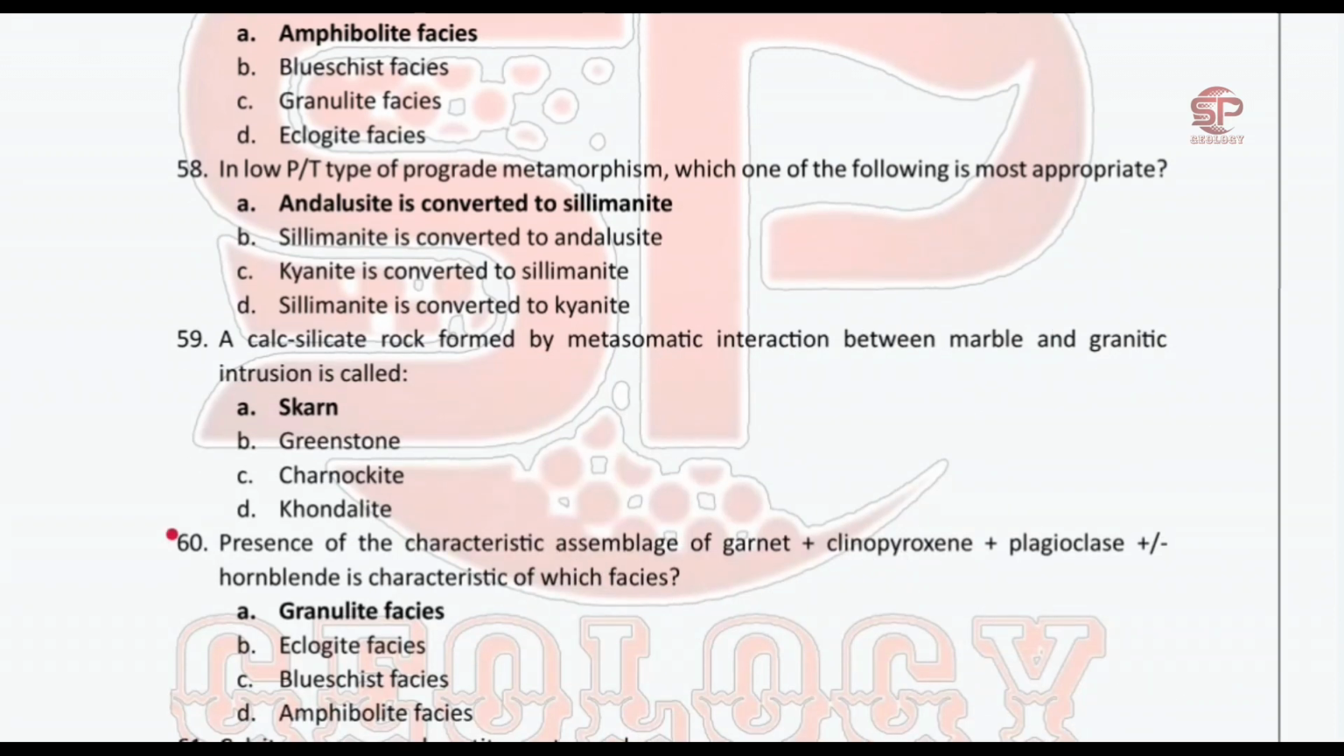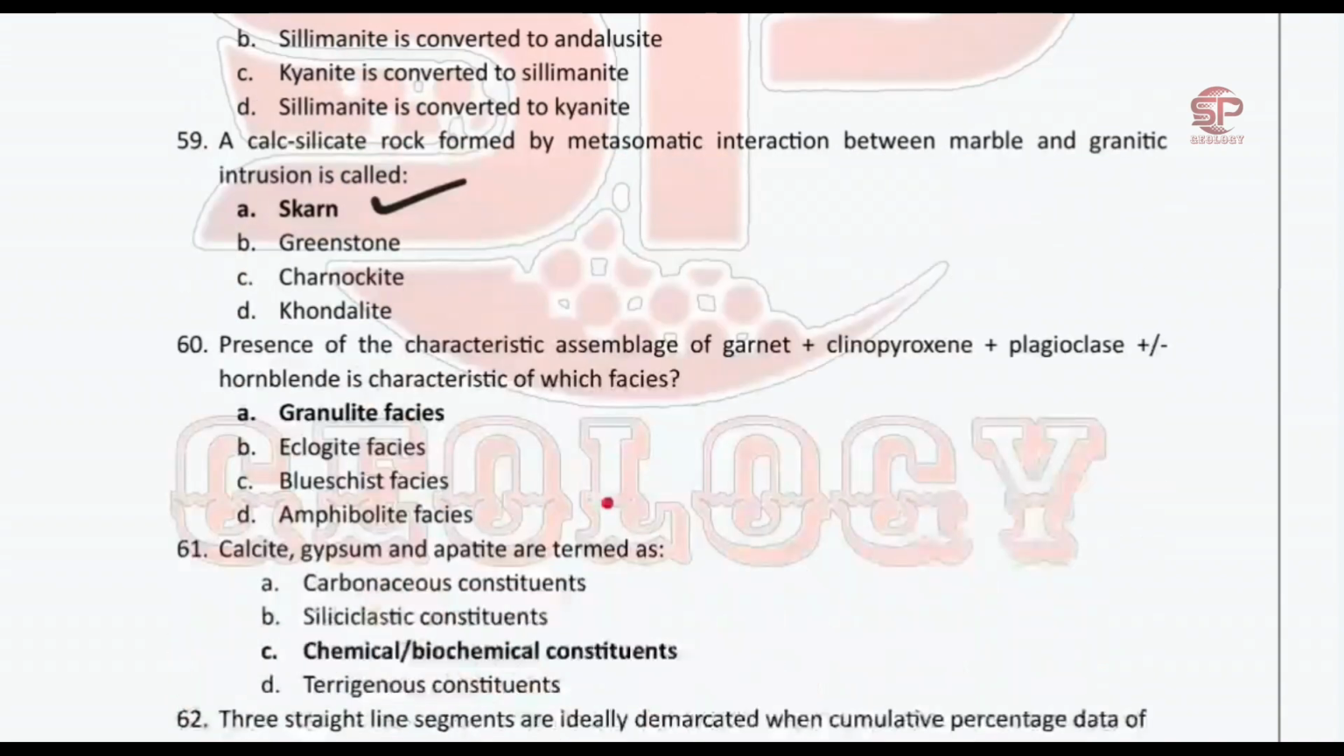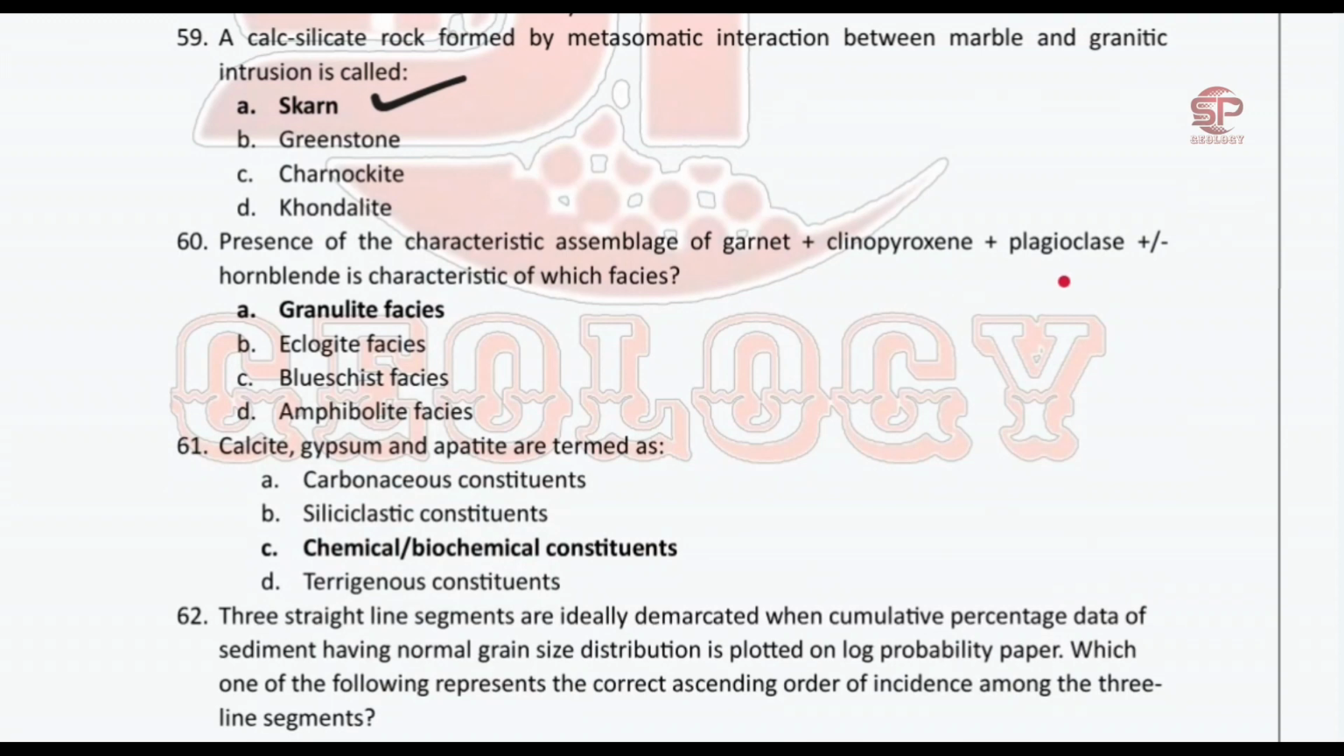Then calc-silicate rock formed by metasomatic reaction between marble and granite intrusion. Very common question. This will be skarn. So skarn always forms when any intrusion occurs within a limestone terrain. Then comes the presence of characteristic minerals: garnet, clinopyroxene, plagioclase, plus or minus hornblende. So if you are saying garnet, clinopyroxene, it will be granulite facies.